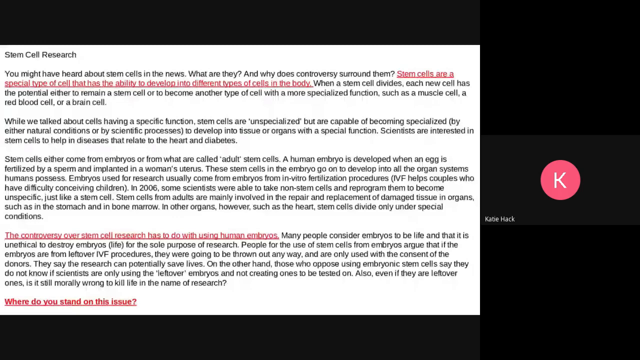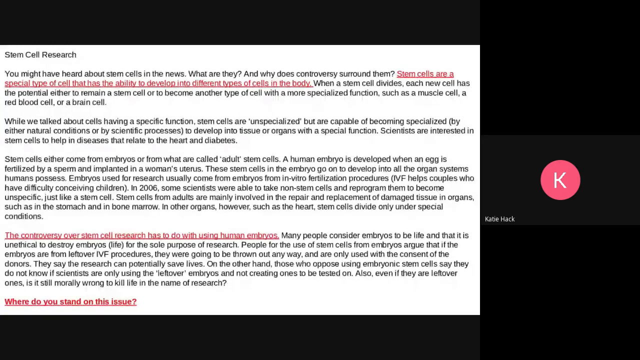Now, a human embryo is developed when an egg is fertilized by a sperm and implanted into a woman's uterus. These stem cells in the embryo go on to develop into all the organ systems the humans possess. Embryos that are used for research usually come from in vitro fertilization procedures. In 2006, some scientists were able to make non-stem cells and reprogram them to become unspecialized, just like a stem cell.